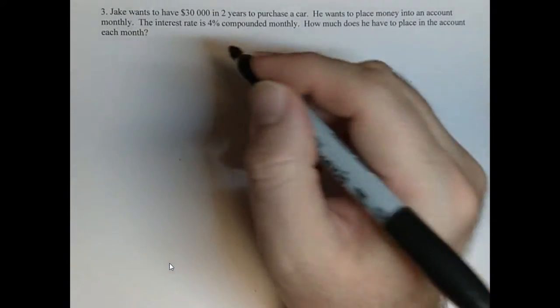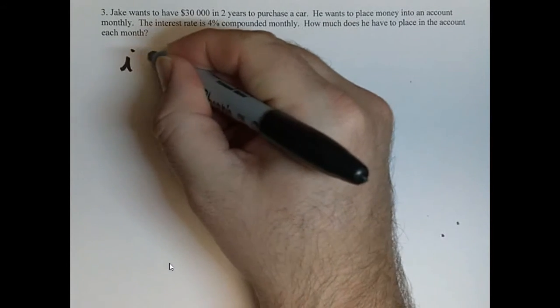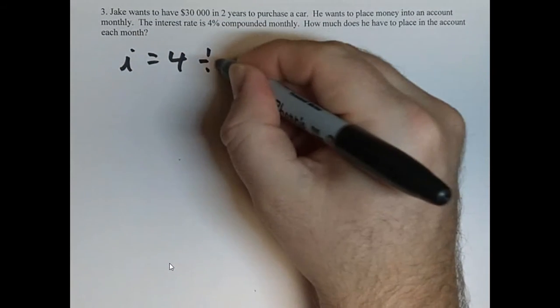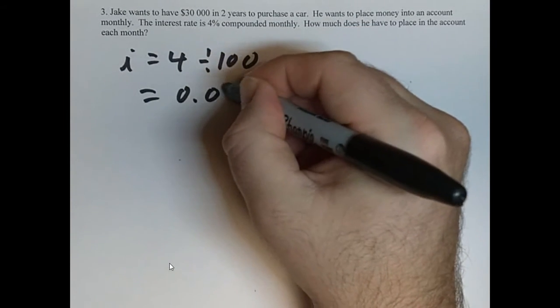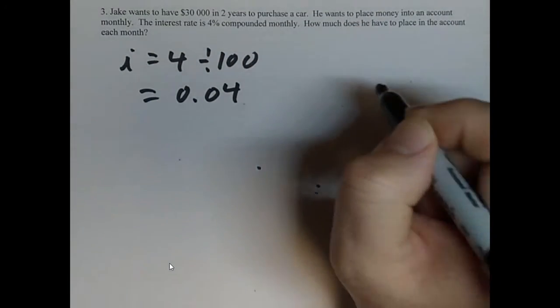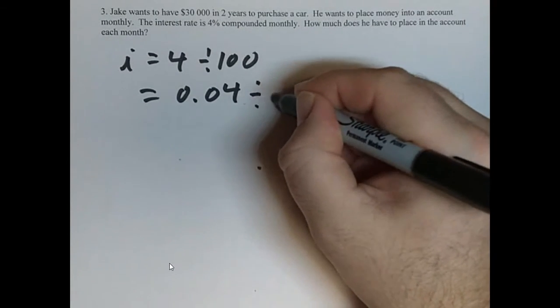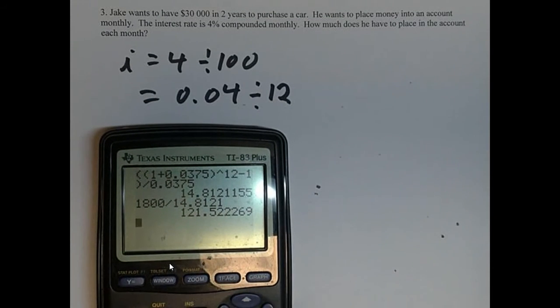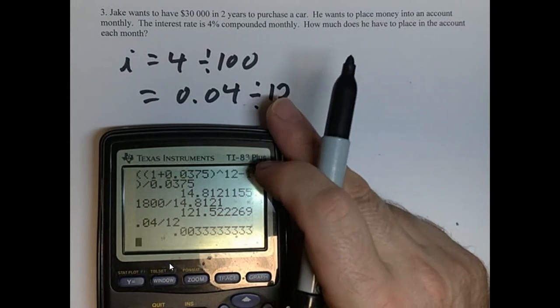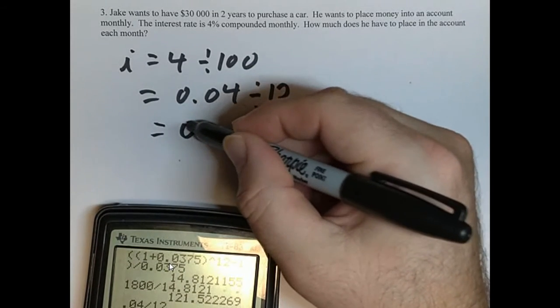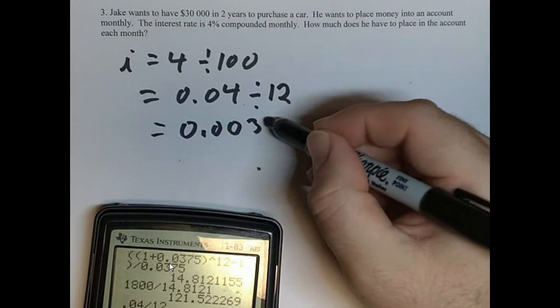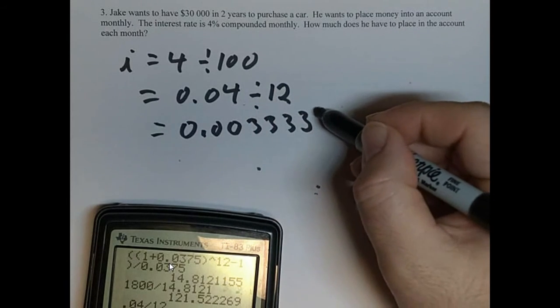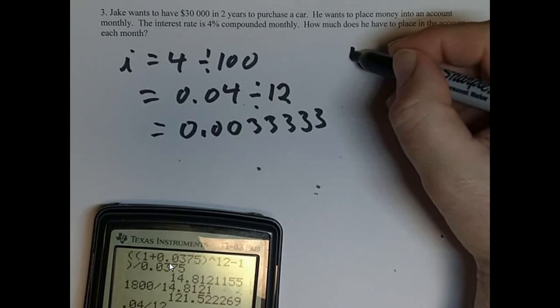So let's take a look. I always start off by taking the 4% and dividing it by 100, so I get 0.04. Now it's monthly, so we go to our table and find that there are 12 months in a year, so we're going to divide by 12. I go to my calculator: 0.04 divided by 12 is 0.00333. We'll keep at least 4 threes, maybe 5 threes. The more we keep, the more accurate.